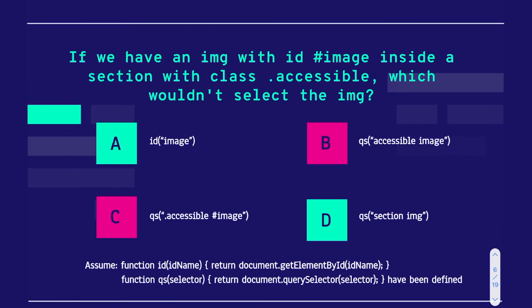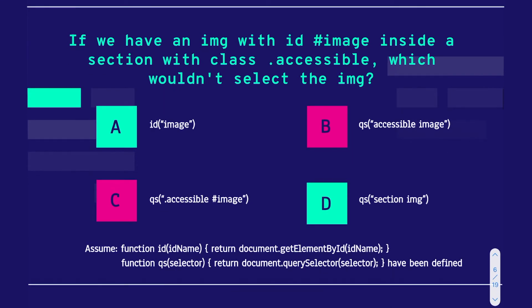If we have an image with ID image inside a section with class accessible, which wouldn't select the image? A, ID image, B, QS accessible image. Oh, and also we're assuming that we've defined these functions somewhere in our JavaScript where if we say ID of some ID name, what it does is it returns document.getElementById of that ID name. And if we do query selector of some selector, it's going to return document.querySelector of that selector. So these are just shorthands and they make it easier because you don't want to be typing out document.querySelector, document.getElementById every single time you want to use these, because you do use them quite often in JavaScript.